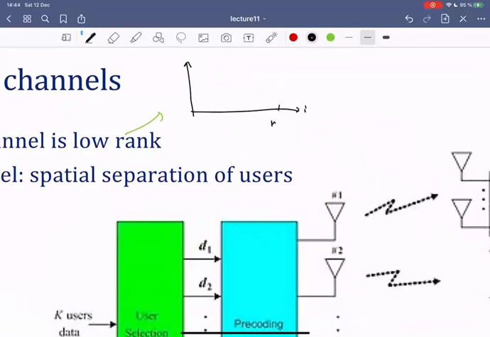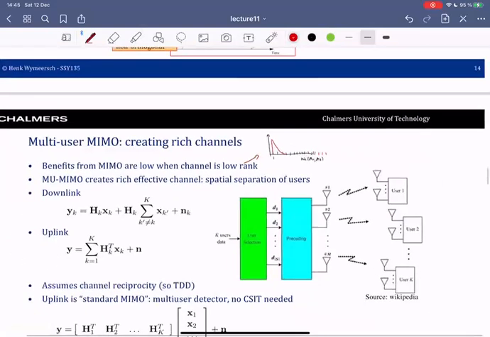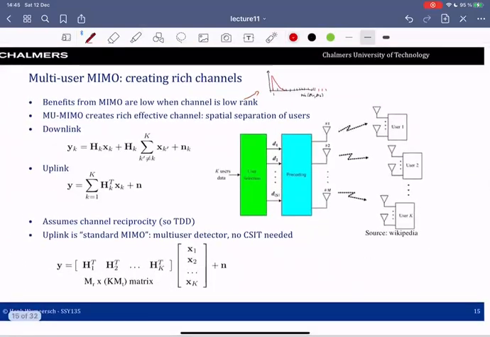Okay, so minimum MR, MT, that's the maximum rank of the channel. And what would happen is that you would just have one large singular value, and then it would quickly decay and it would go to zero. And adding more antennas, well, it didn't help you in any way. It would just create more zeros here. So that's why in standard MIMO, you cannot really benefit from high rank. You will never create very rich channels.